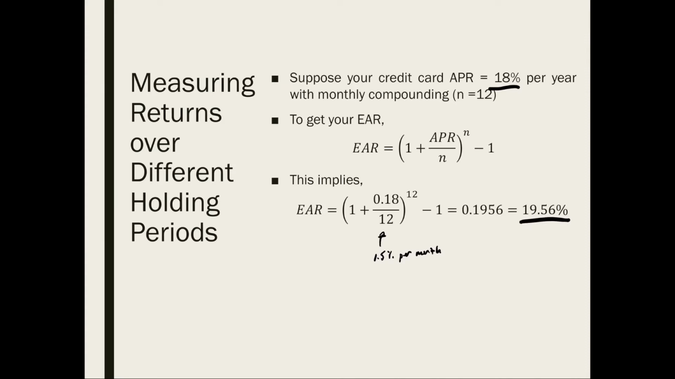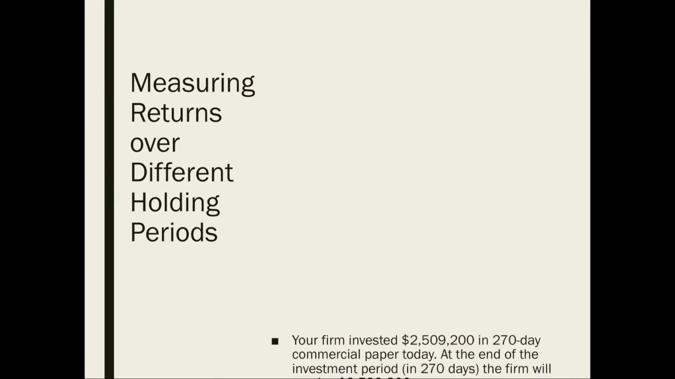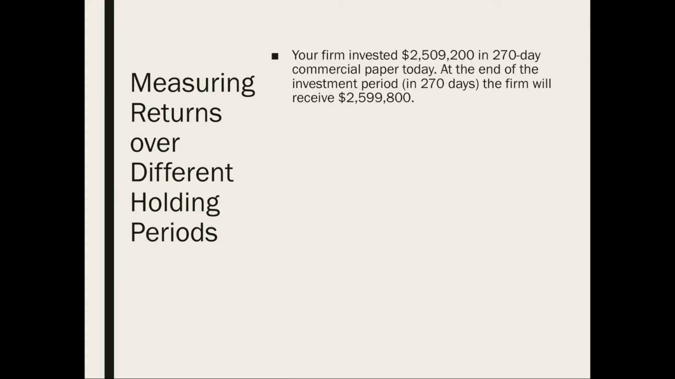Now let's throw everything together here with holding period returns and also EAR and APR and do a comprehensive example. So our firm just invested $2,509,200 in a 270-day commercial paper. At the end of the investment period, at the end of these 270 days, the firm will receive $2,599,800. What is the 270-day holding period rate of return on this investment?